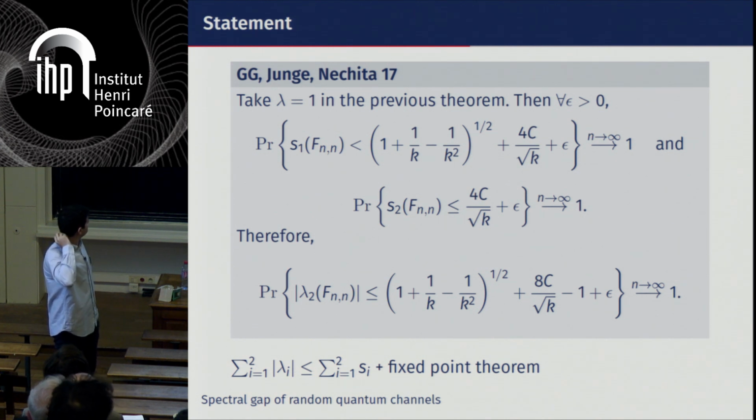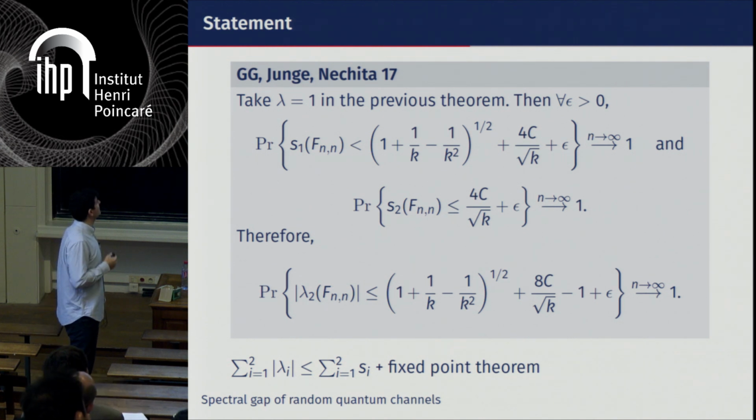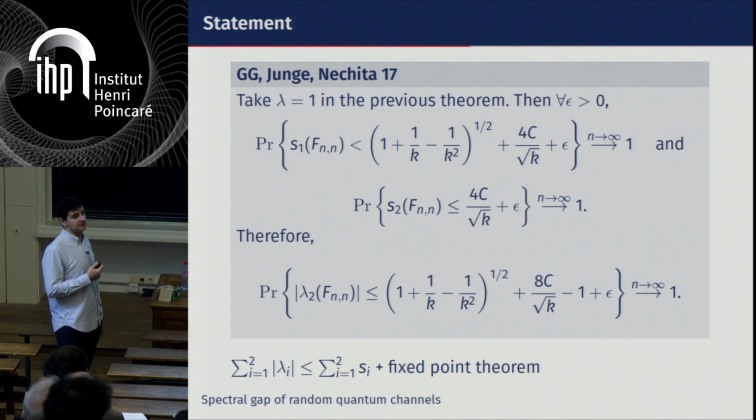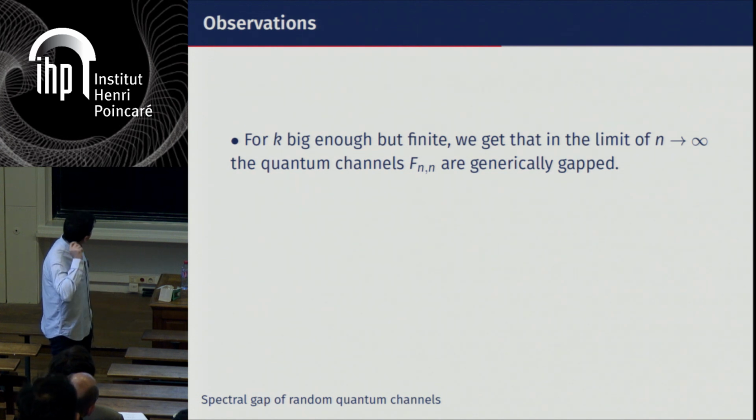And so whenever k is big enough and n and d go to infinity, then I will have that my channel is, with high probability, gapped. So it has a gap between the first and the second eigenvalues. OK, so this is what it says here.